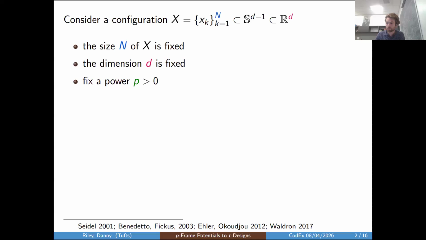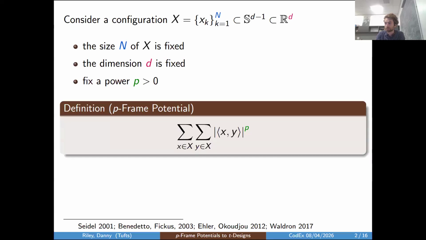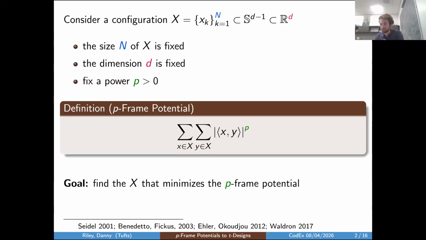greater than 0. So our p-frame potential is going to be defined as the sum of the pairwise inner products achieved by my configuration x, each raised to the p power. So the goal for the remainder of this talk is going to be: what are the minimizing configurations once I give you a value of n, d, and p?